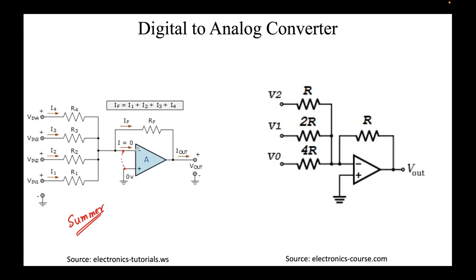And a more common topology is that, rather than using these different values of resistors, we do a weighted circuit. So this means that first is R, second is 2R, third is 4R, and so on.